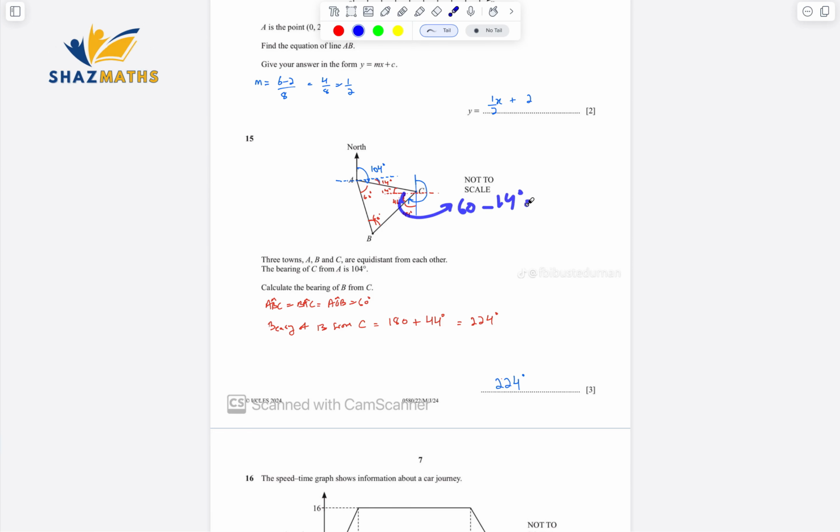It's of 3 marks. Okay, so I'm going to show my working. Each angle, or let's call that ABC equals BAC equals ACB equals 60 degrees, all right? And then I calculated the bearing as 180 plus 44. So bearing of B from C is 180 plus 44 degrees, and that is 224 degrees. Okay.